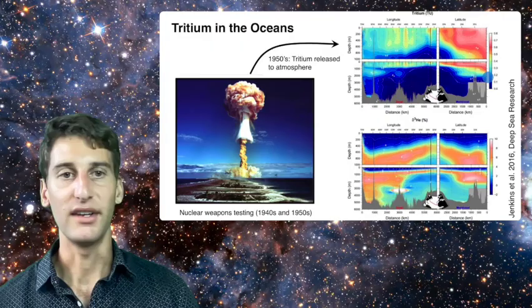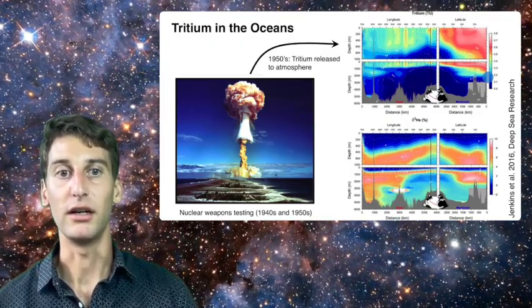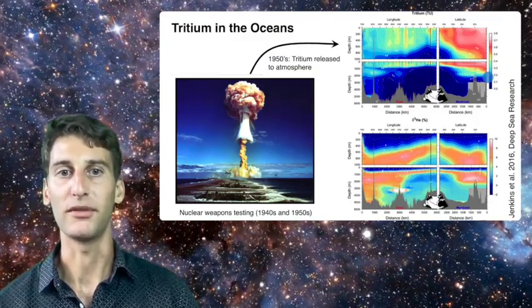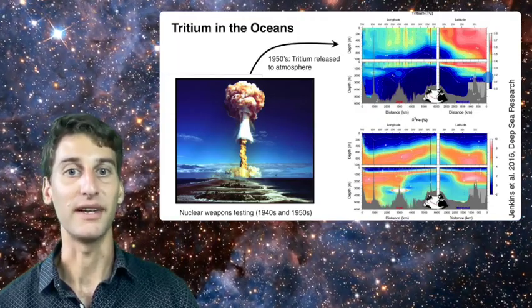So this is an easy example because it's hydrogen. It's the first element on the periodic table, but there's actually a really weird history of using tritium to understand the oceans. And this comes from the kind of sad history of nuclear weapons testing throughout the Pacific.